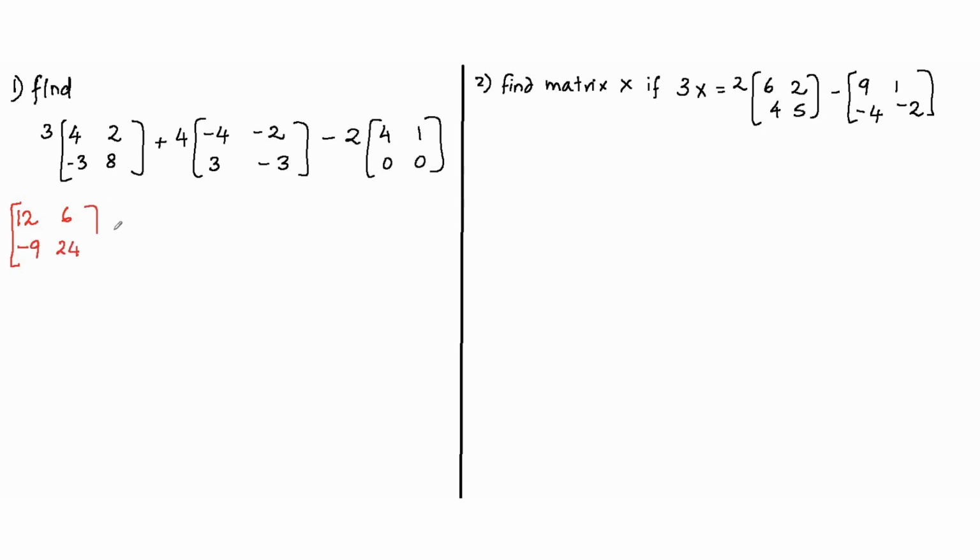plus 4 times the second matrix: 4 into minus 4 is minus 16, 4 into minus 2 is minus 8, 4 3s are 12, and 4 into minus 3 is minus 12. Let me keep the minus sign as it is, and let me only shift the 2 inside and multiply all the terms. So let's leave the subtraction sign as is. 2 4s are 8, 2 1s are 2, 2 zeros are 0, and 2 zeros are 0.